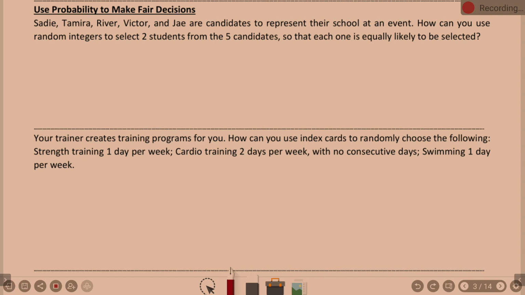Let me read it first. Quick piece of vocab. What do we mean by integers? Numbers. Okay, numbers. I always call them positive or negative whole numbers. Whole numbers are only positive. Integers include positive or negative. So we want to use random integers to select 2 students from the 5 candidates so that each one is likely to be selected. Should we find that in CR?